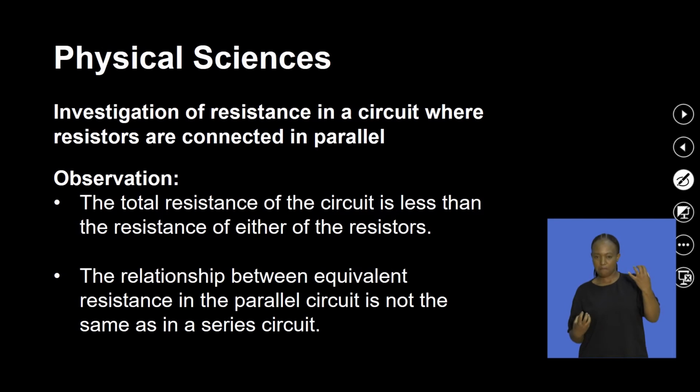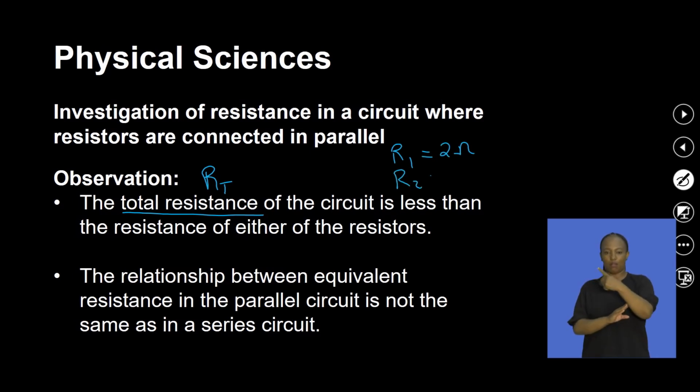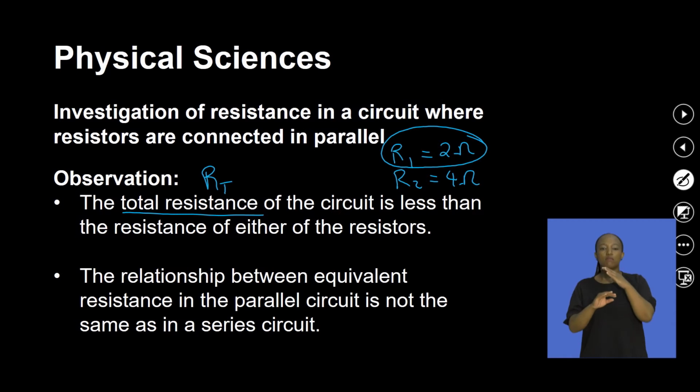Okay. Now, in an investigation of resistance in a circuit where resistors are connected in parallel, what is it that we observe? We observe that the total resistance, that's our RT, of the circuit is less than the resistance of either of the resistors. So the smallest resistor was R1, which was 2 ohms, while R2 was double that, which is 4 ohms. Now, the effective resistance must be smaller than R1, which is the smallest resistor. So adding more resistors effectively decreases the total resistance of the circuit. Hence, we are saying that there is lesser opposition to the flow of charge, okay?